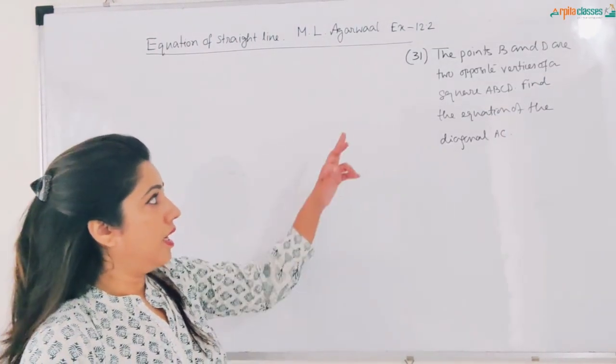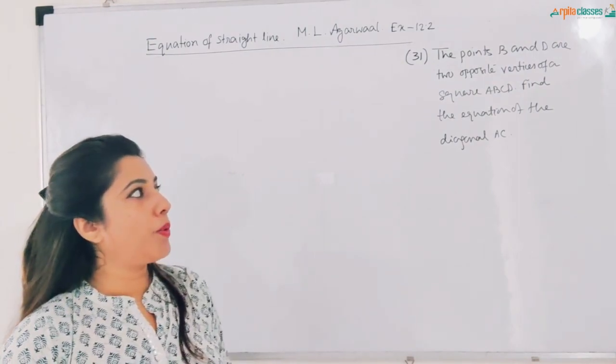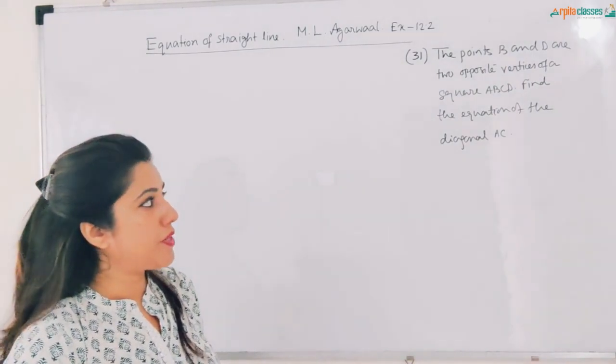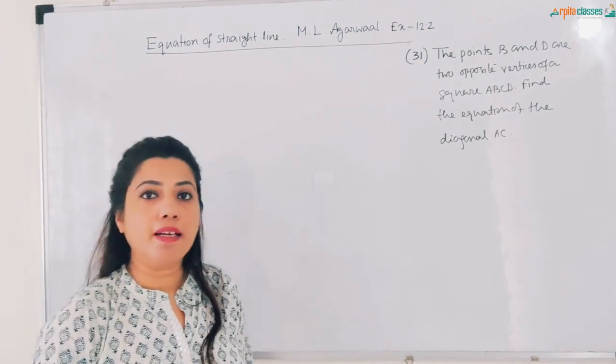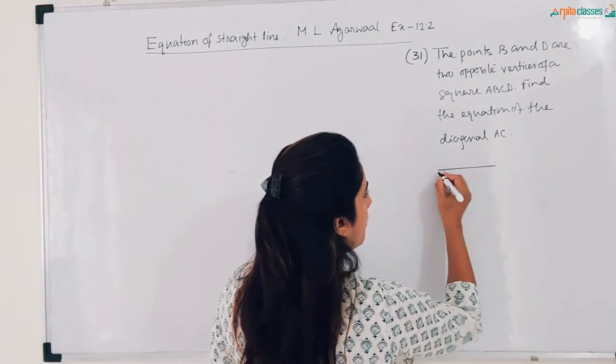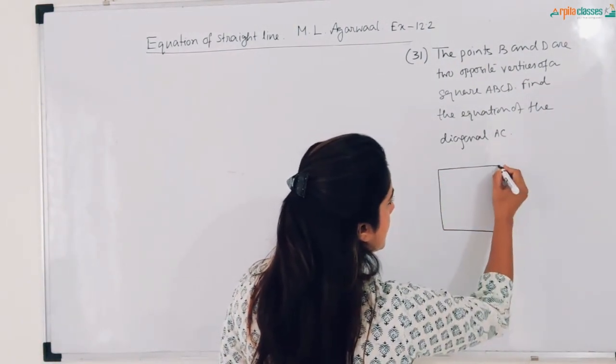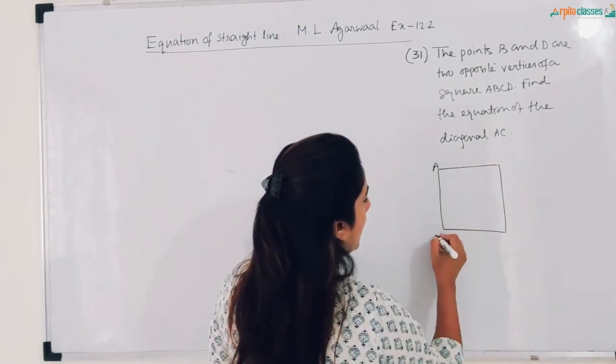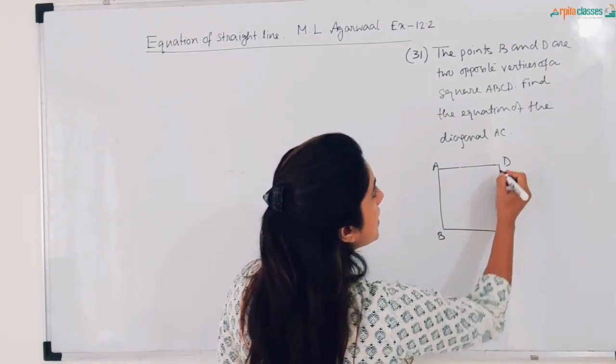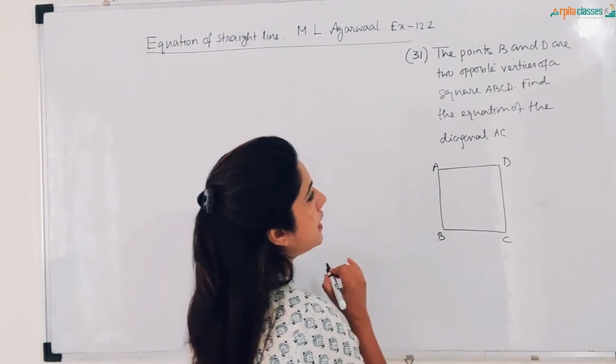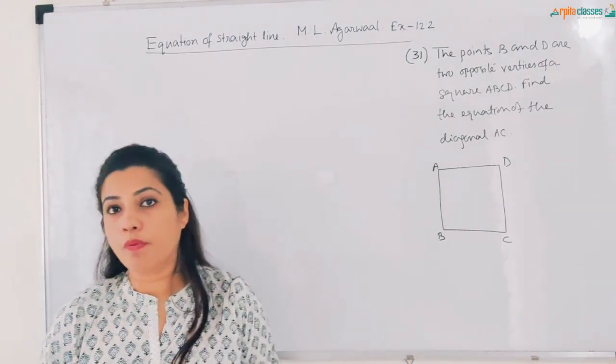Question number 31. The points B and D are two opposite vertices of a square ABCD. Find the equation of diagonal AC. So if I draw a rough diagram, ABCD is a square where this is A, this is B, this is C and this is D. B and D are the opposite vertices of a square ABCD.